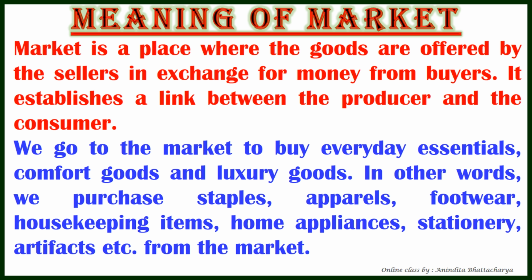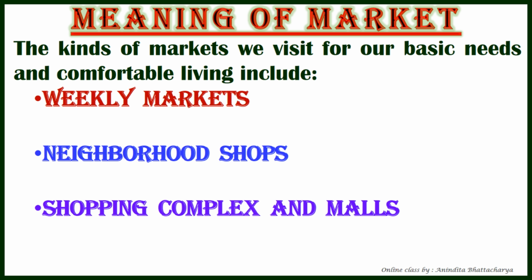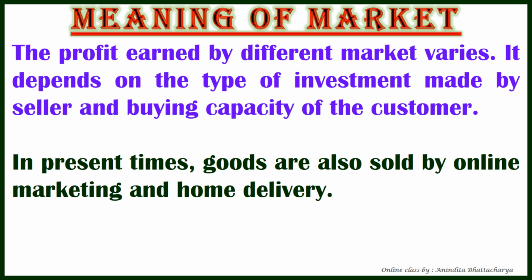So, the next question is why we go to the market. We go to the market to buy everyday essentials, comfort goods, and luxury goods. In other words, we purchase staples, apparels, footwear, housekeeping items, home appliances, stationery, artifacts, etc. from the market. The kinds of markets we visit for our basic needs and comfortable living include weekly markets, neighborhood shops, shopping complexes, and malls. The profit earned by the different markets varies. It depends on the type of investment made by the seller and the buying capacity of the customer. Customer means we. In present times, goods are also sold by online marketing and home delivery.